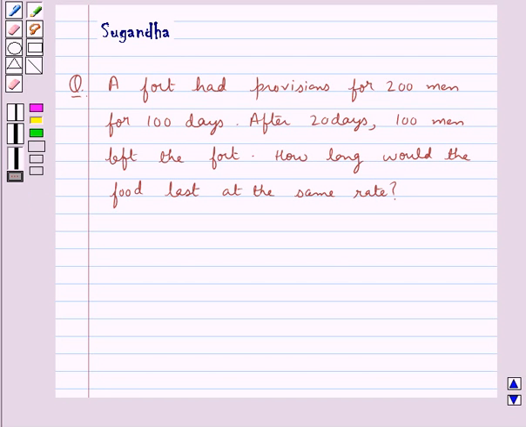In this session we discuss the following question which says, a fort had provisions for 200 men for 100 days. After 20 days, 100 men left the fort. How long would the food last at the same rate?